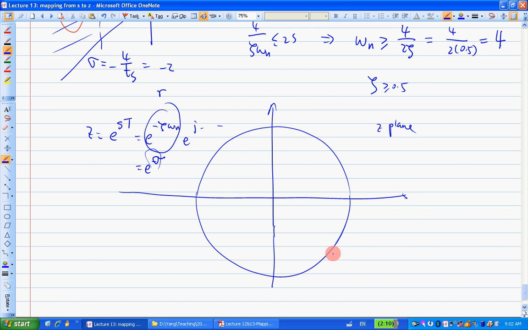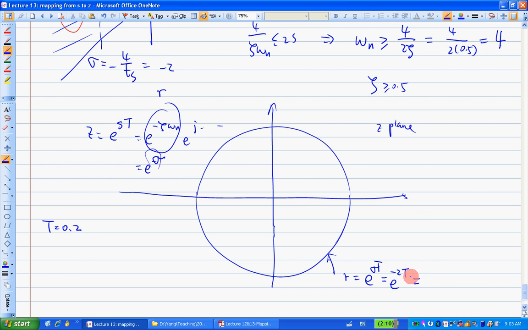This circle has a radius of r equal to e to the power of sigma t, where sigma is -2 and t is the sampling time. So -2 times the sampling time. Let's say I pick a sampling time t equal to 0.2. Okay, so let's set sampling time equal to 1.